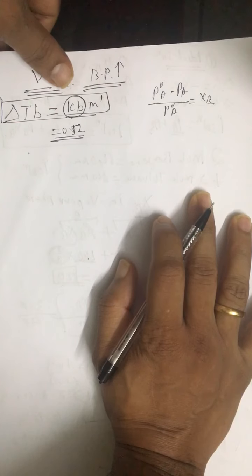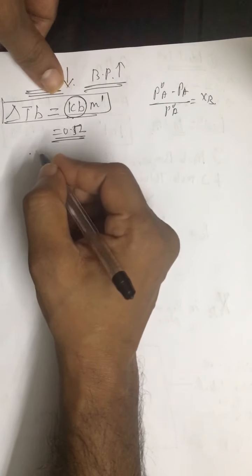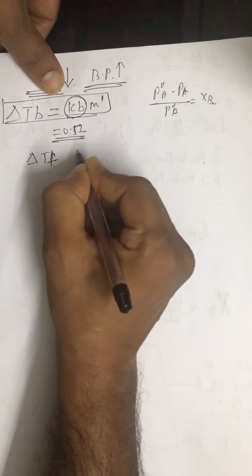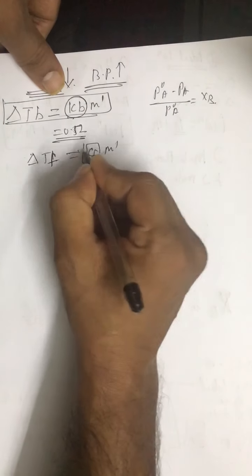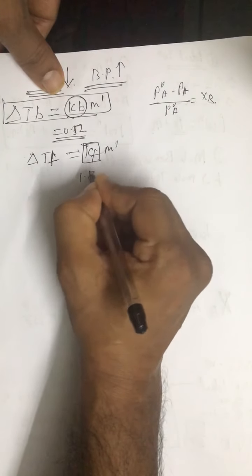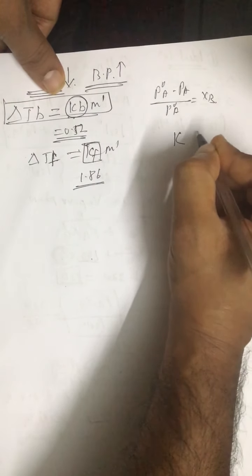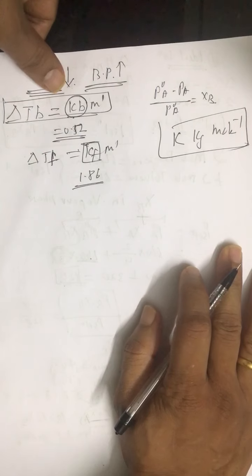Whenever a non-volatile solute is dissolved in a volatile liquid, its freezing point decreases, which is called depression in freezing point, and the relation is delta Tf equals Kf into m. Kf is the molal depression constant. Its value for water is around 1.86. The unit is also important: Kelvin kilogram per mole. For Kb and Kf, you must remember the units. Alright.